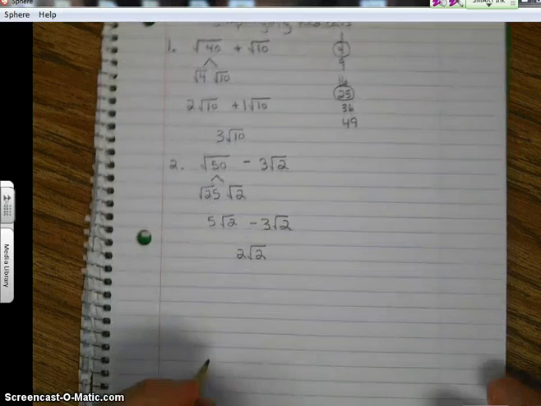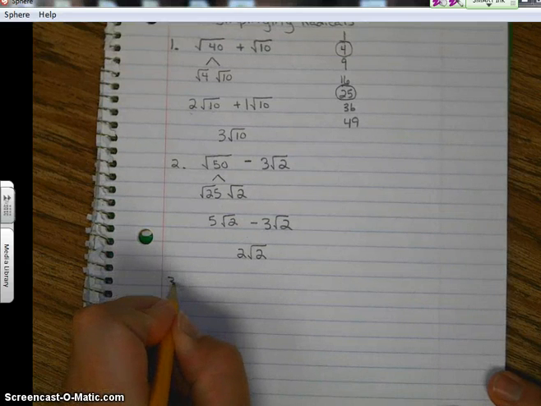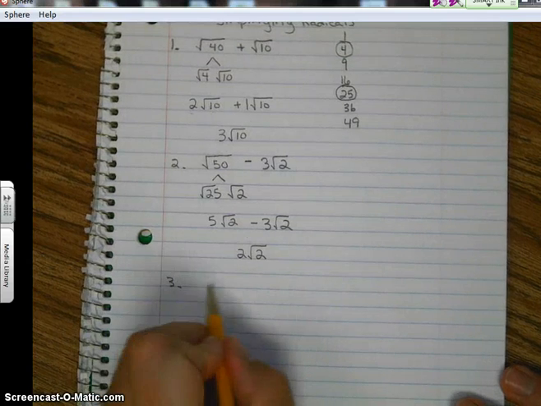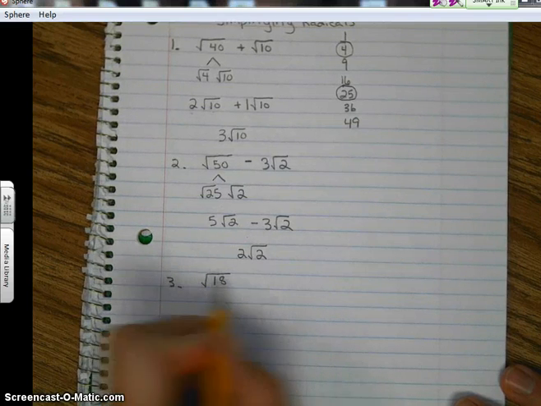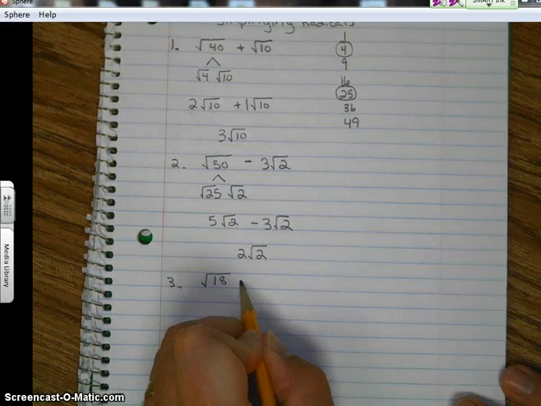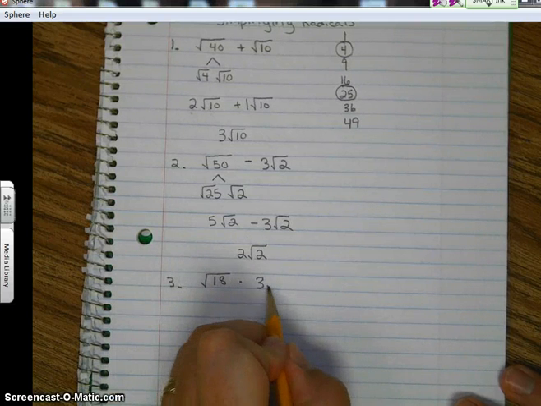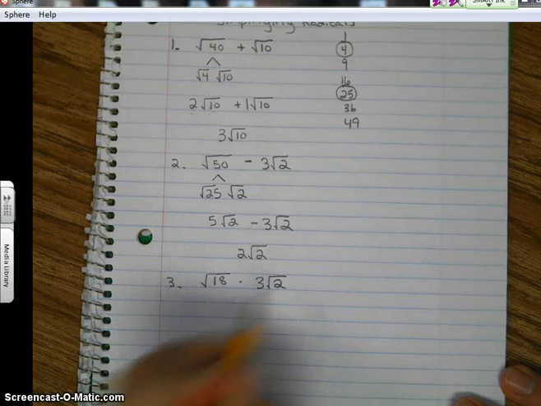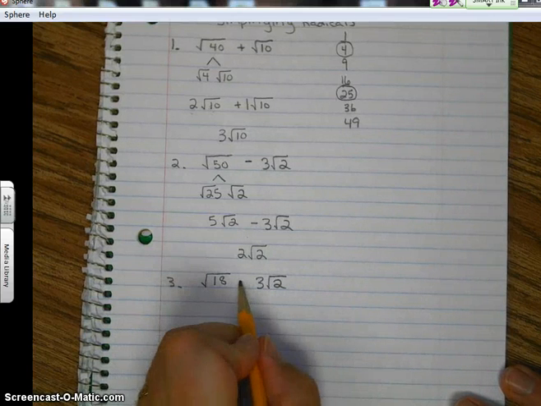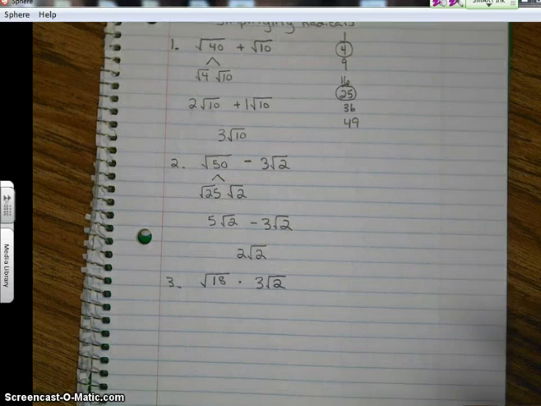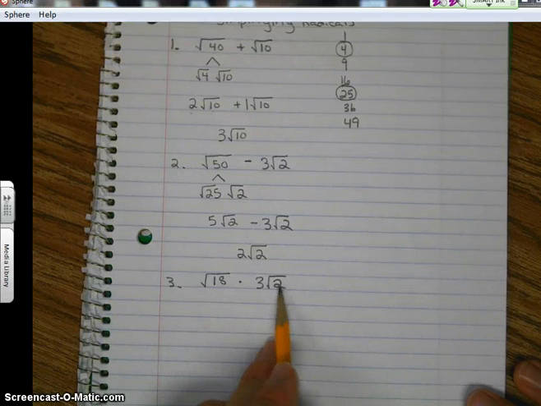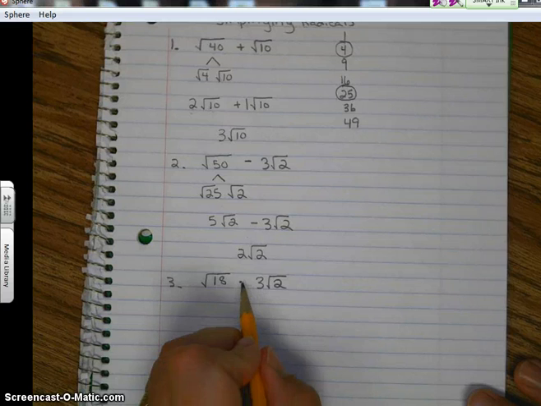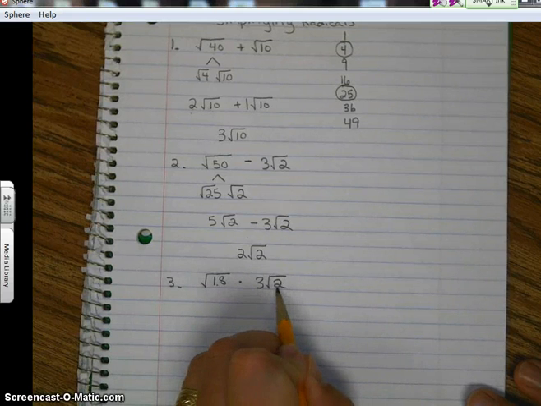Okay, so let's now take a look at a multiplication problem. Let's just make one up here. We'll do the square root of 18 times 3 square roots of 2. Okay, so we could approach this a couple different ways. We could either start off by multiplying. So when multiplying, you can multiply the radicals together.